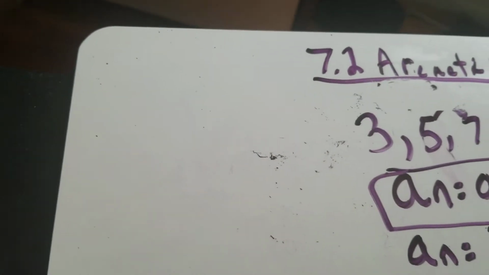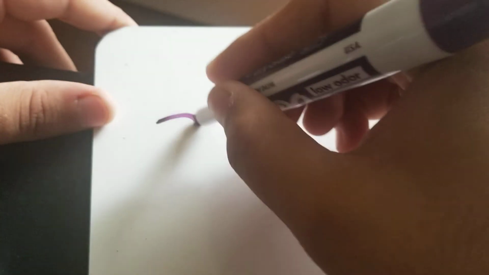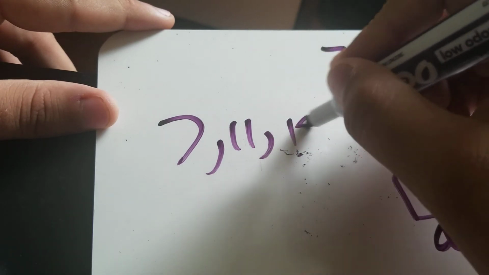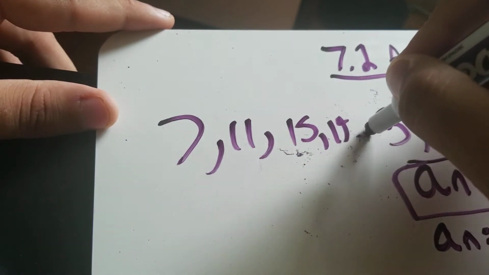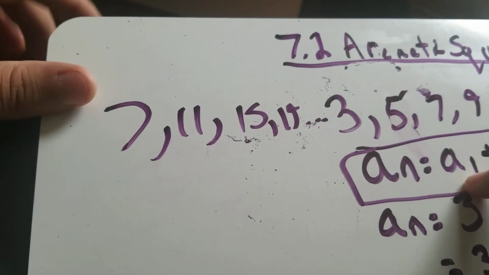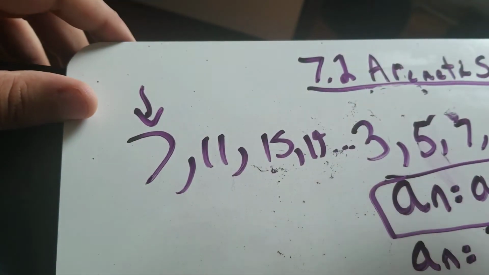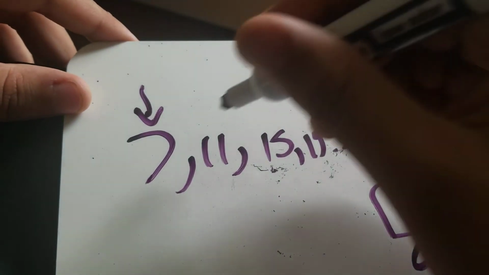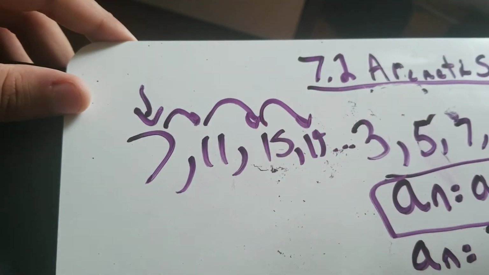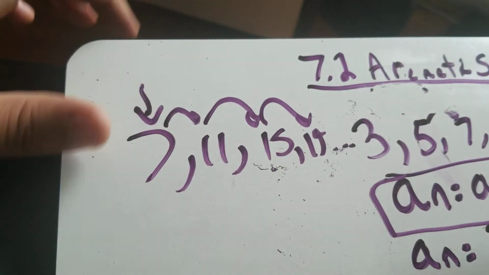So I'm going to do another one. Let's say the pattern is 7, 11, 15, 19, and so on. So first we need to figure out where our starting point is, A1. Our starting point at A1 is always the first term we got, which is 7. And then we need to find D, the pattern. The pattern each time, if this is arithmetic, which means it adds, is plus 4.